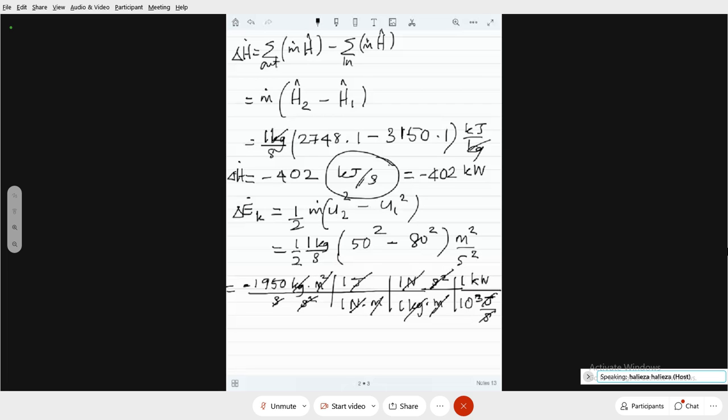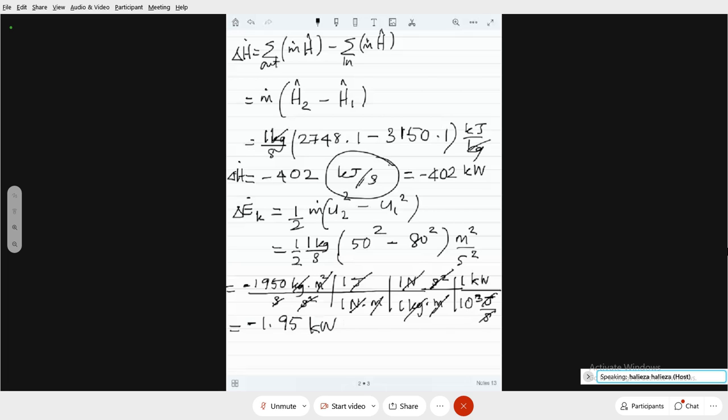So what's the final answer? Is it going to be the same, or different? It's going to be negative 1.95 kilojoules, so you divide by 10 power 3. Is that correct, guys? Yes, doctor. Okay, that's your kinetic energy.